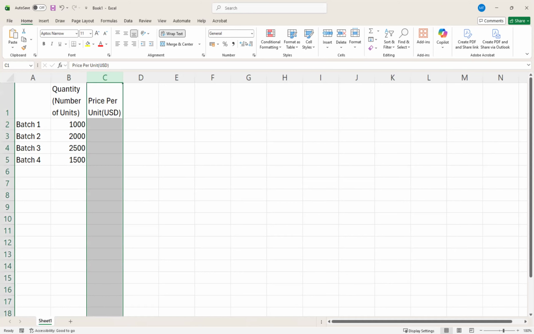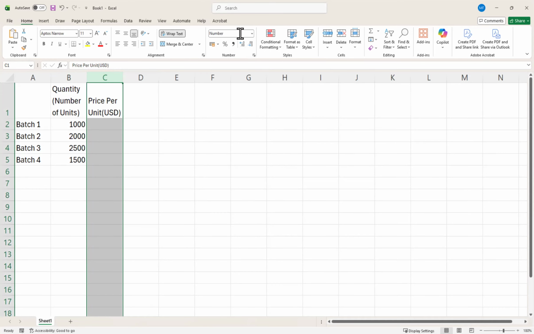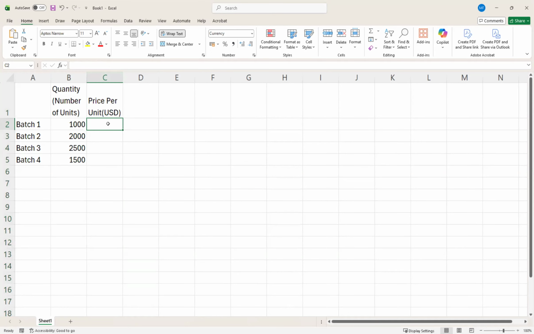Let me just make it a currency. Price per unit USD, number, no, not number. Where is currency? Yeah, currency. So how much? Let's say the price is $10 per unit. By default, it is taking as rupees.